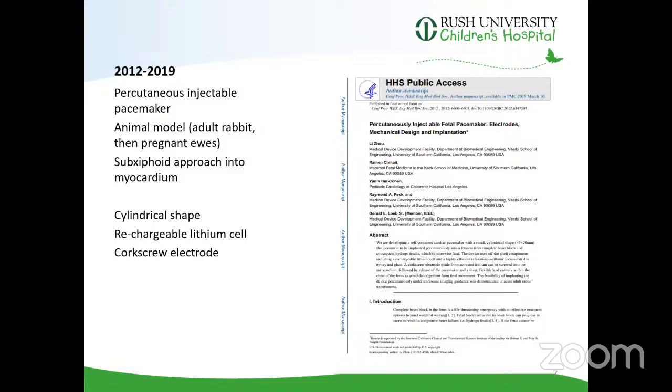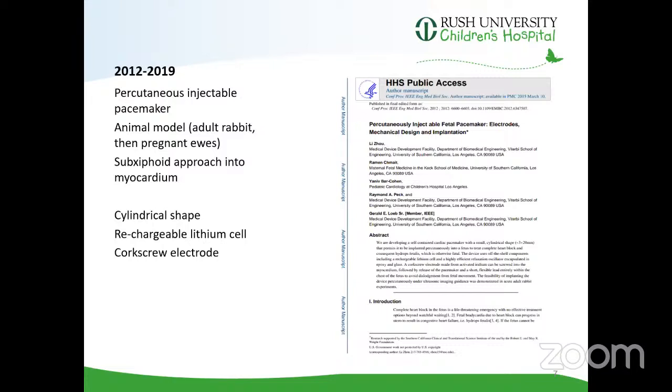Their goal was to create an injectable pacemaker, very similar to what we use, for example, in devices like the ASD device, where it gets mounted on a cable and then you deploy the device afterwards. So this is their idea. In the 2012 study they used an animal model, an adult rabbit. They thought this is a very similar size to a fetal heart, particularly towards the end of gestation. Subsequently, once they created a prototype, they used it on a pregnant ewe, using the subxiphoid approach to introduce the device into the myocardium.